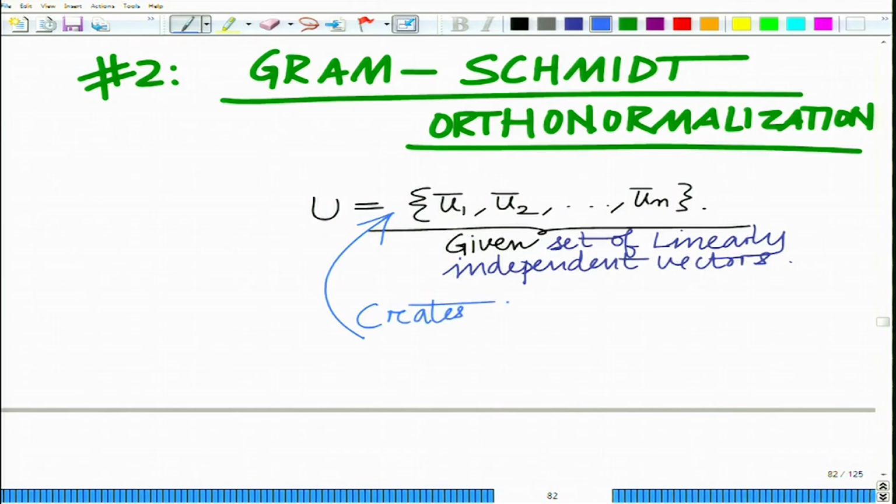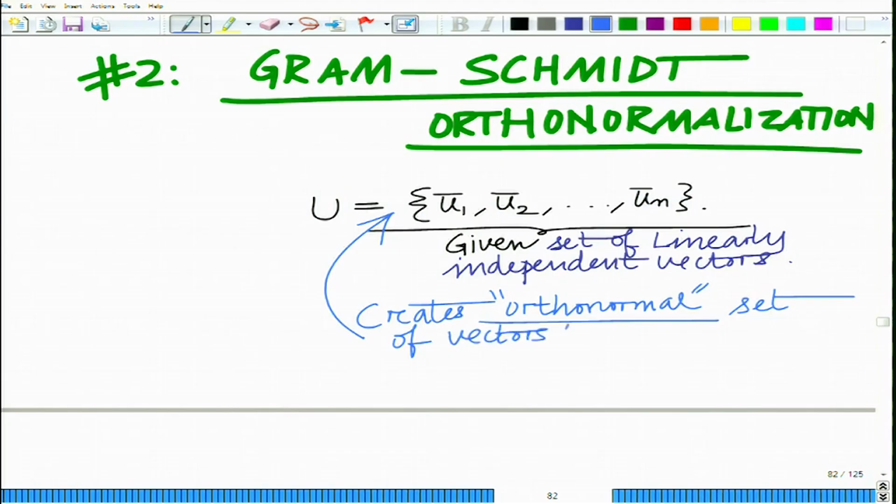It creates an orthonormal set of vectors that span the same subspace, subspace in the sense that linear combinations of these vectors can be used to generate any vector in that subspace. Alright. So, both these subspaces spanned by these sets are the same.